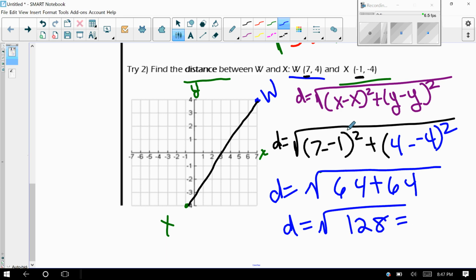Or if you plug the whole thing from the very beginning into your calculator, you got 11.3137, which is actually perfect. So 11.3 is perfect. That's rounding it. That's fine. Alrighty, guys, flip your paper over to the next side.